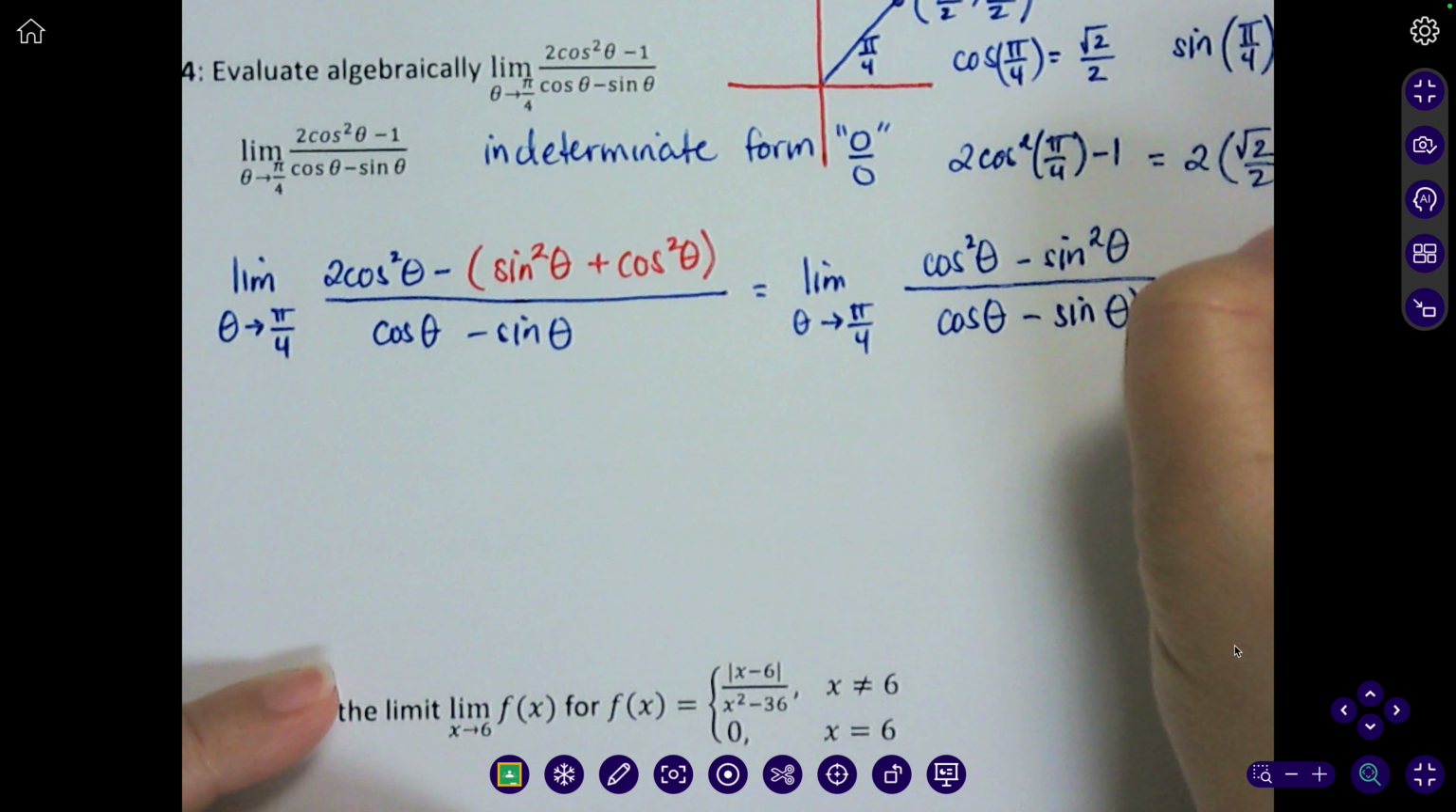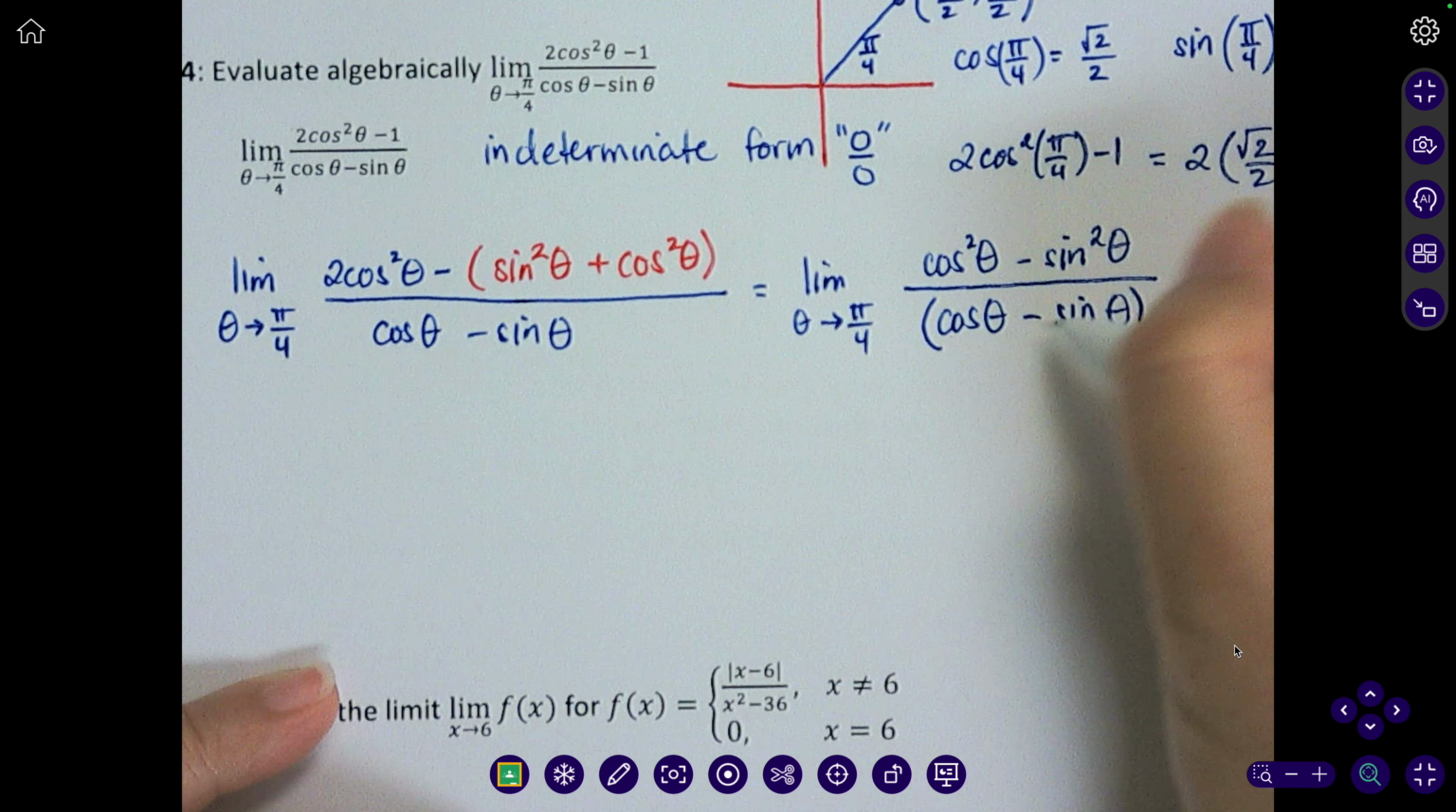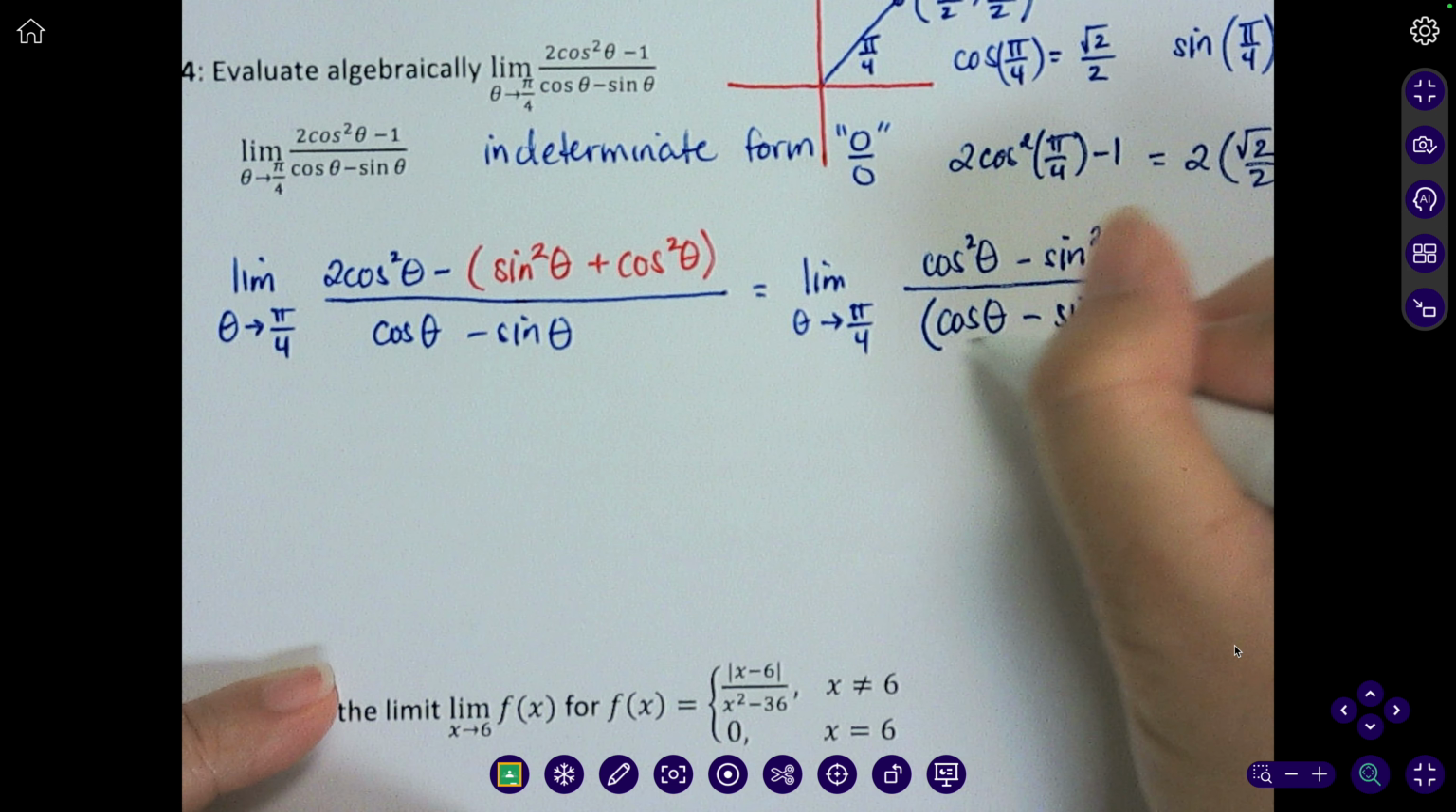Factor means you're going to have to put this in parentheses. You can only cancel the entire factor, okay, not individual terms. So what that says, we're going to put this in parentheses, and we're going to factor this out. So hopefully you remember how to factor this. This is a difference of squares. So when you factor, your sum is 0.